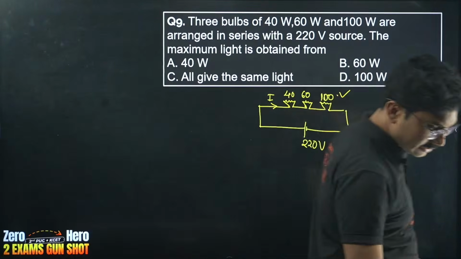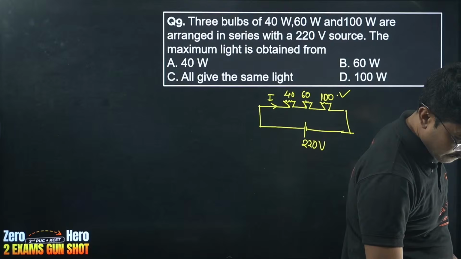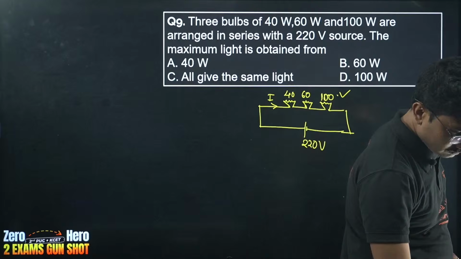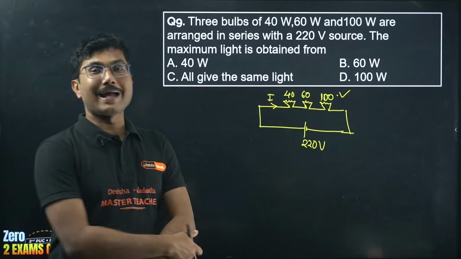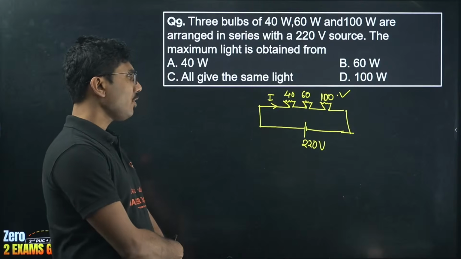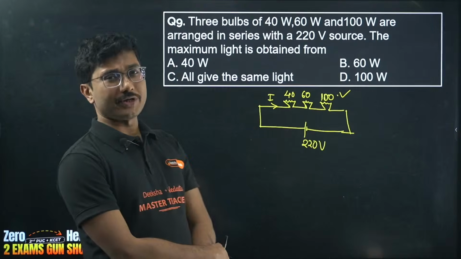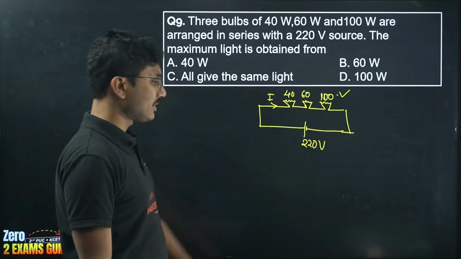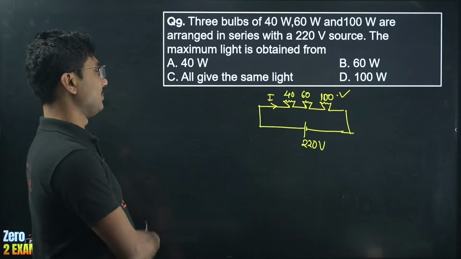So who can answer this question? Which bulb will glow the brightest? 40 watt, 60 watt, 100 watt. Now you don't need to do any mathematics over here. Mathematics is not required. Only concept is sufficient to answer this question.